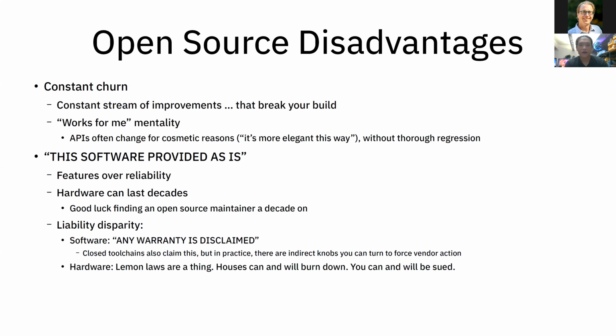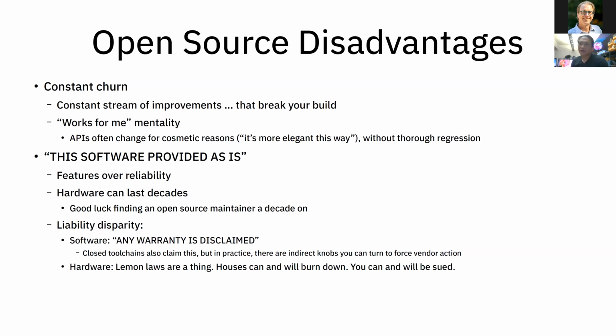So then the disadvantages of this open source trend, though, is that there's pretty much a constant churn. There's a lot of people working on it. Everyone's kind of putting in their different thing, and that oftentimes breaks your build. And then you encounter this, well, it worked for me. Someone will go ahead and change an API for cosmetic reasons without thorough regression, and all of a sudden you have your build breaking and you can't ship hardware.